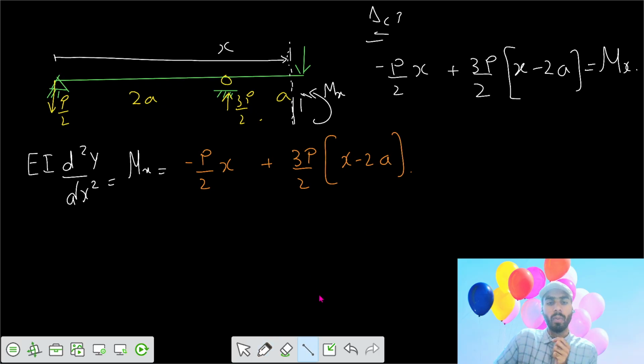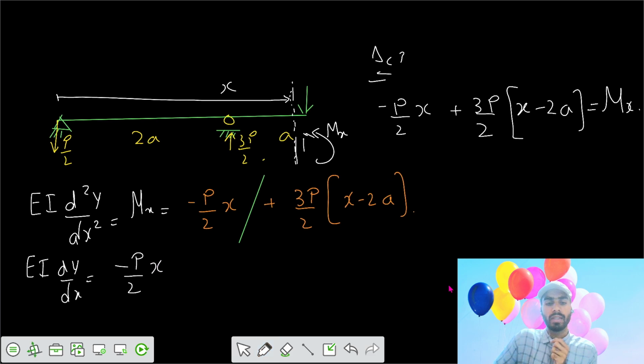Now we also have to apply the Macaulay's sign, that after this one you have to apply the sign. Now we have to integrate it, and EI dy by dx equals minus P by 2 into x. And the constant terms we got, that C1 and C2.